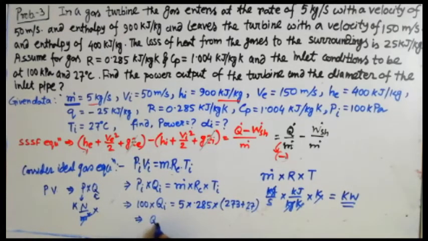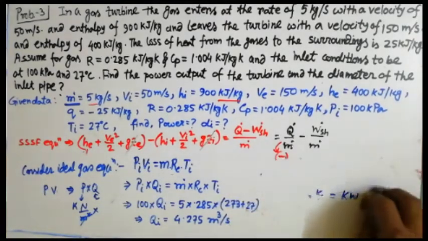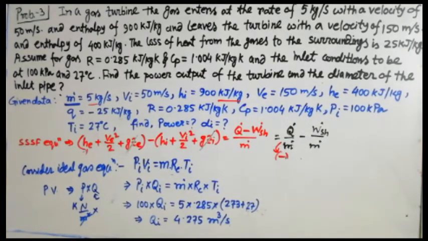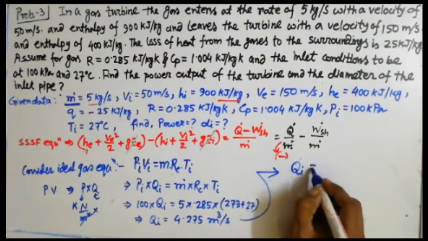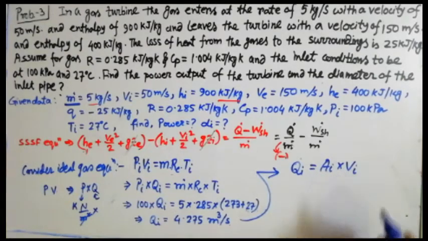As a result, you can find Qi from there, and it comes to 4.275, and the unit obviously is meter cube per second. It is also known as discharge or volume flow rate, both are right. So why are we doing this? Because the diameter at inlet can only be found if you get this discharge or volume flow rate value, because that discharge Qi can also be written as Ai into Vi.